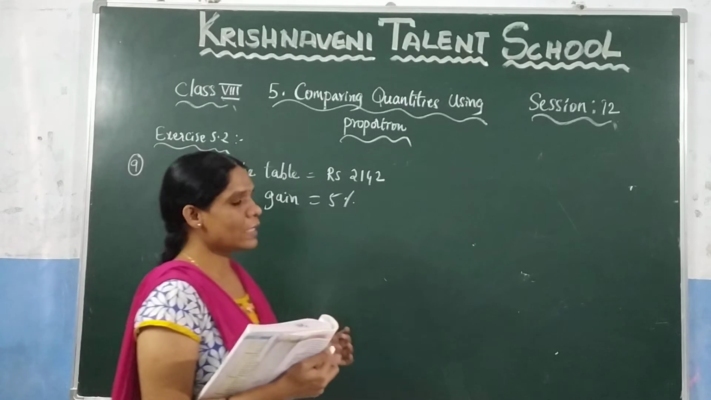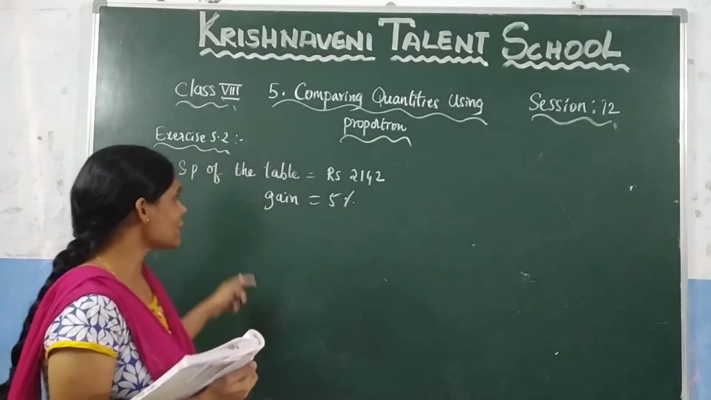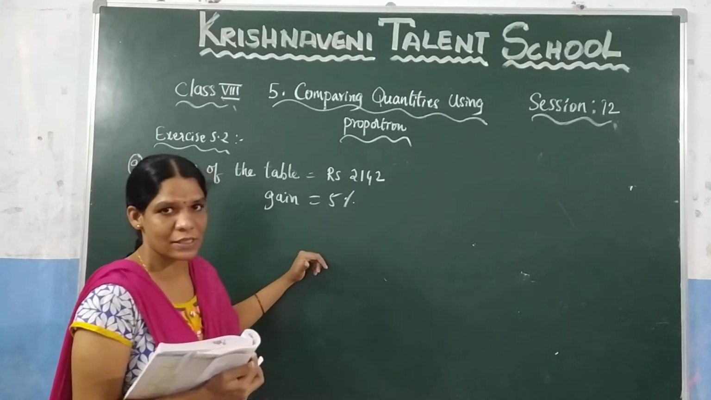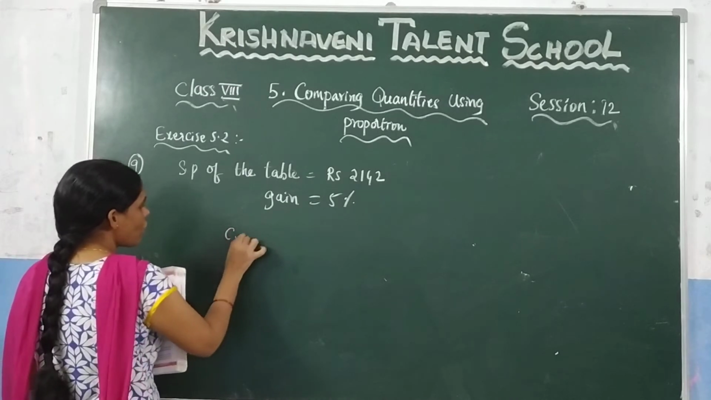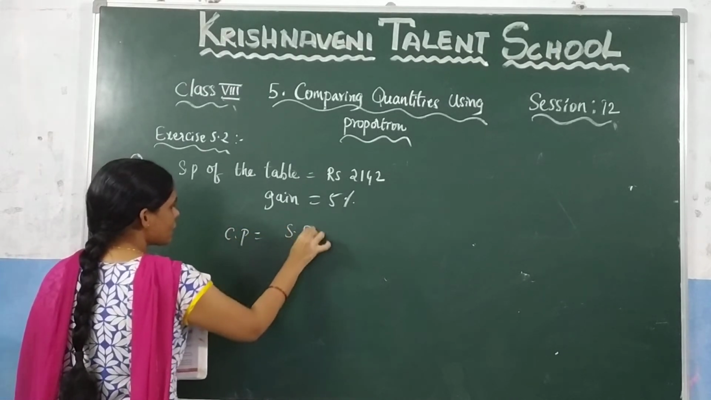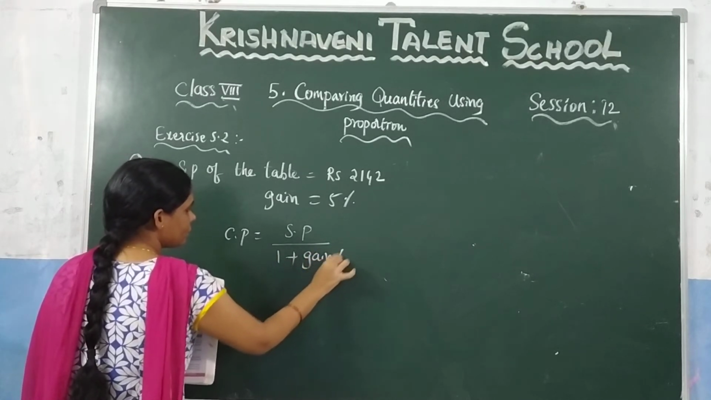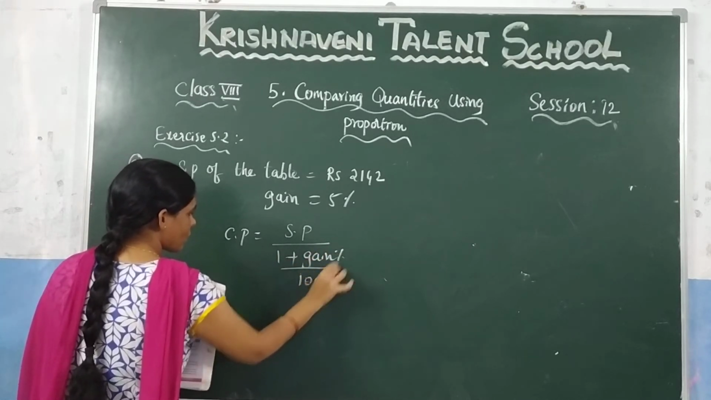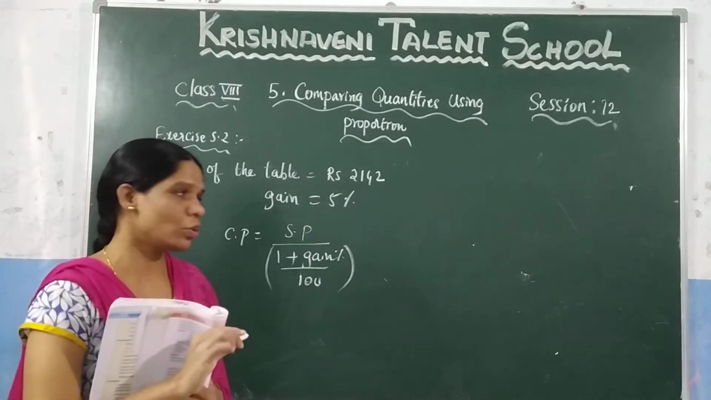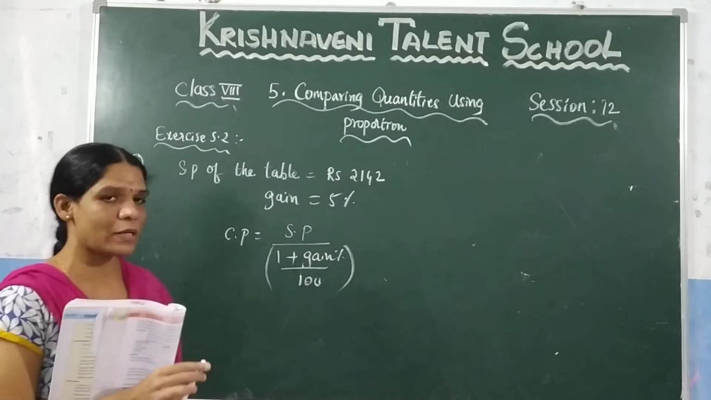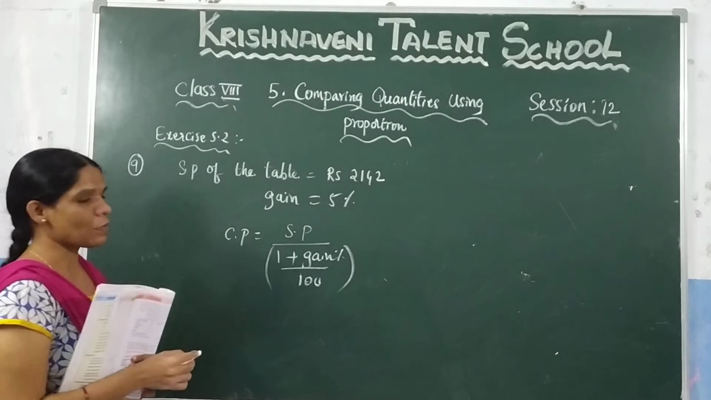While telling the previous sessions, I have already given the formulas. If you know the selling price and if you know the gain percentage, you can calculate the cost price by using the formula: cost price is equal to selling price by 1 plus gain percentage by 100. By using this formula, you can calculate the cost price. So let us substitute here.